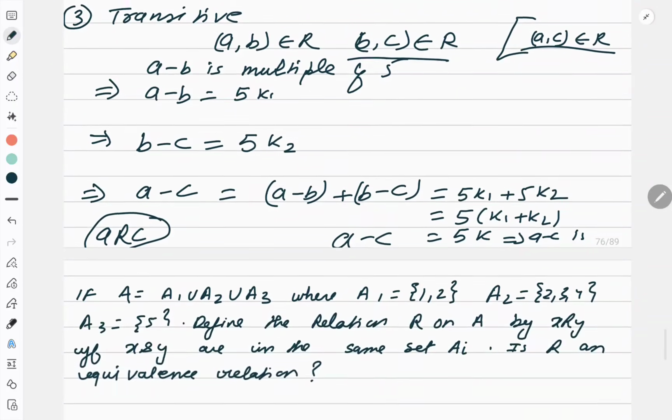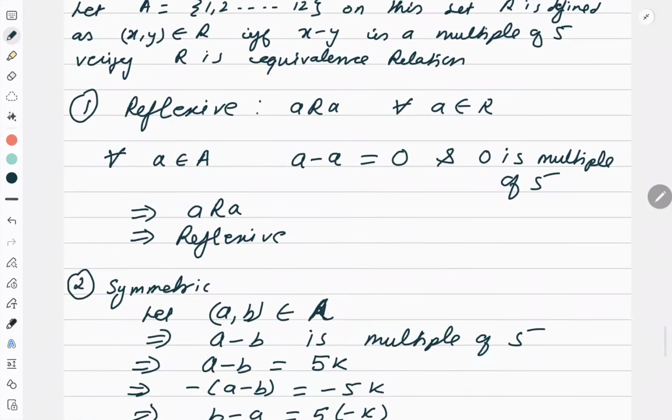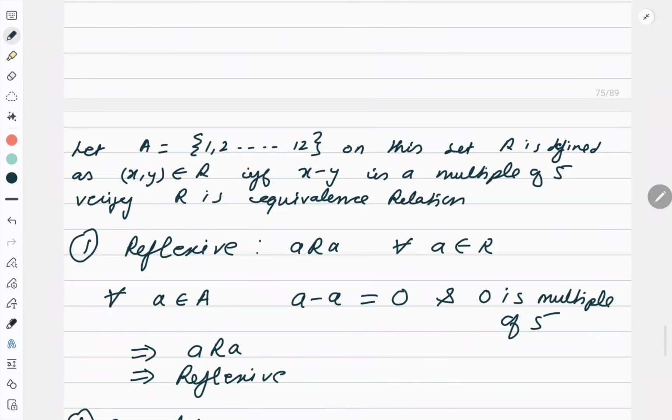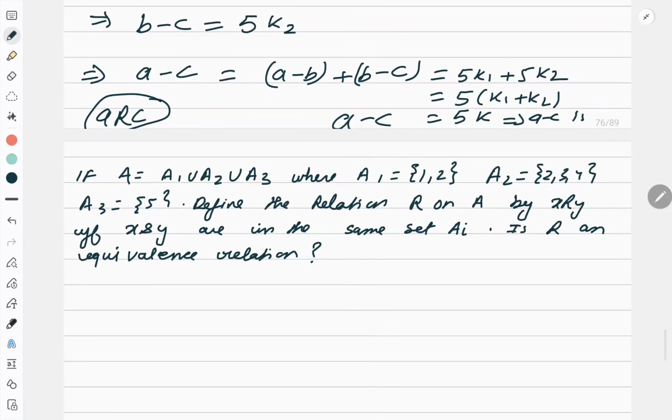Okay. Now let's do the next question. This method you can apply if I say that (x, y) belongs to R if their sum is even. That type of question also I can do the same way. Even means multiple of 2.